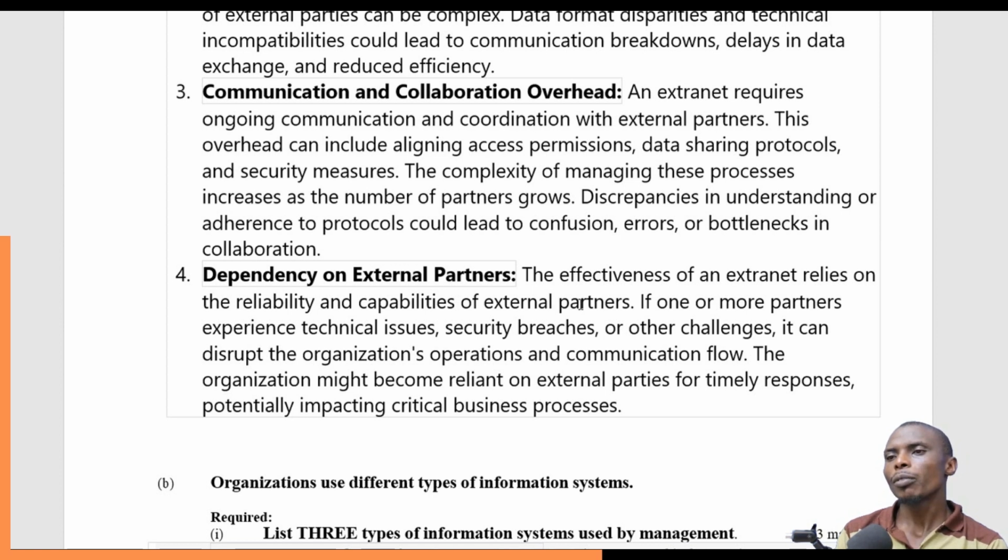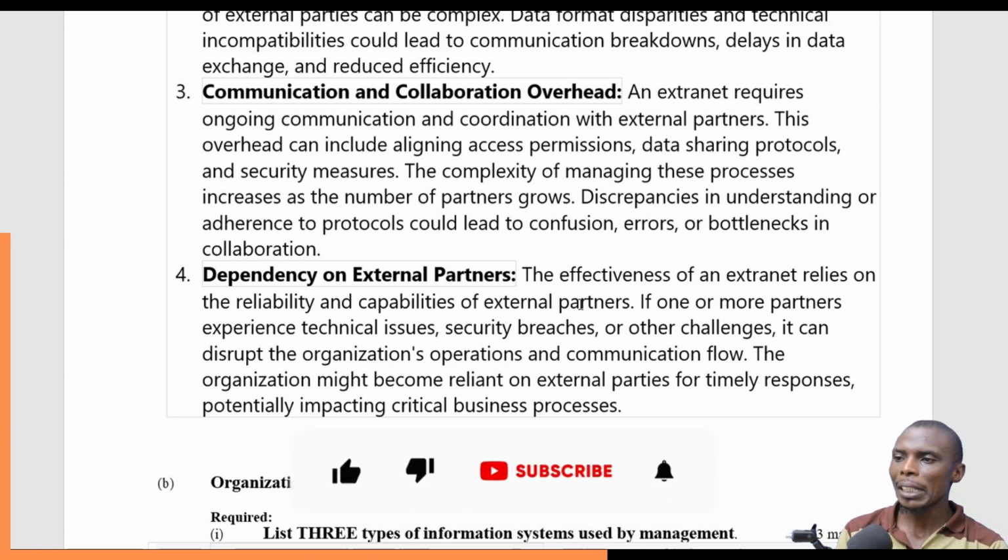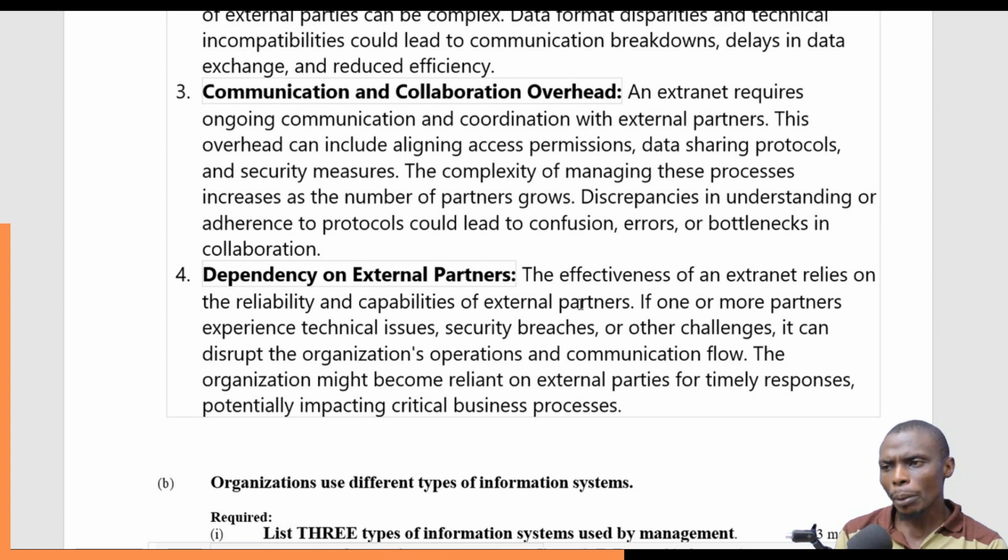And now the fourth one is dependency on external partners. So the effectiveness of an extranet relies on the reliability and also capability of these external partners. So if one partner, assume, is experiencing an glitch or a technical issue, or is experiencing some security breach or any other challenge, this can disrupt the organization's operation and even communication flow.